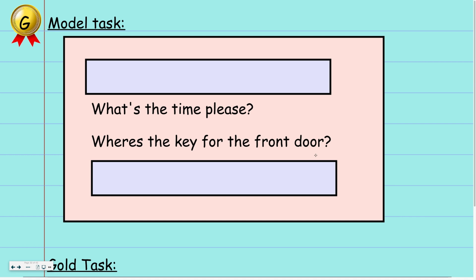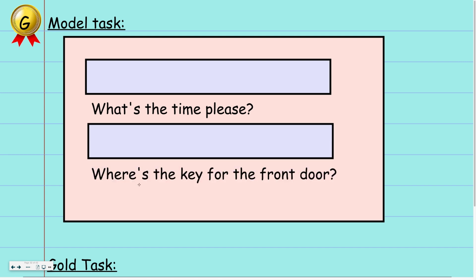Where's the key for the front door? This is another question. So where are the 2 words that are being contracted together? Where's the contracted form. It's where's. And what is it contracted from? Where is. So the apostrophe goes in between the E and the S because the I is missing. Where's the key for the front door? Again, capital letter at the beginning, especially if the sentence has been given to you. I want to see correct spelling, please, and then your question mark at the end.